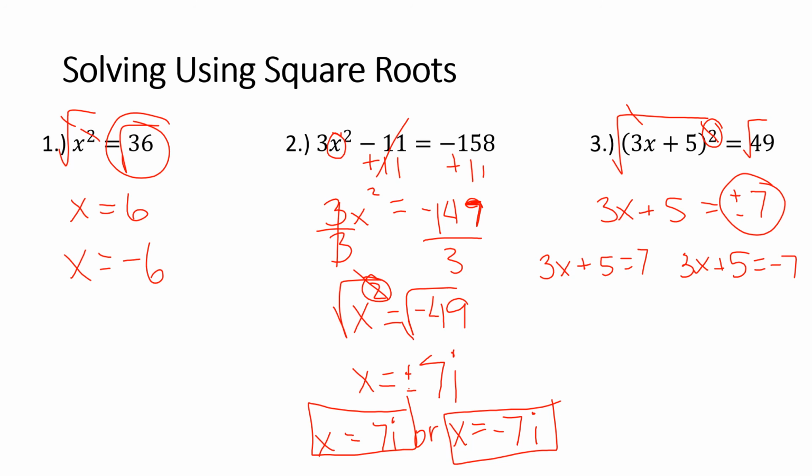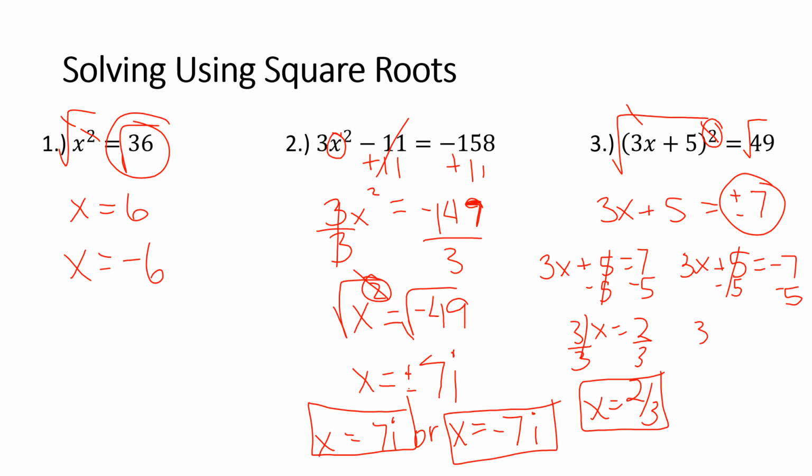And we're going to solve both of these equations, go through and just get x by itself. So here I would subtract 5, and then I would divide by 3. So I end up with one answer is 2/3. For the second equation, I'm going to go through the exact same process. Just remember that it's a negative 7 over there. So whenever we subtract, negative 7 minus 5 is negative 12, and then we can divide by 3.